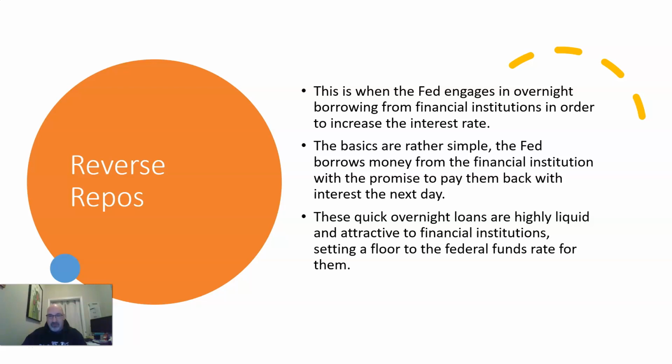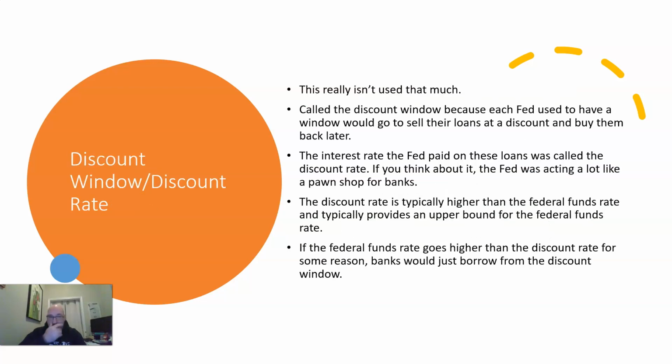That is a very liquid, very secure kind of loan. It's quick, it's highly liquid, it's highly attractive to financial institutions. And so that sets a floor to the federal funds rate for those types of institutions. And that's primarily done with institutions that do not have access to excess reserve interest rates. The third method here really isn't used too much. It's called the discount window, discount rate. Changing the discount rate, but that comes with the discount window.